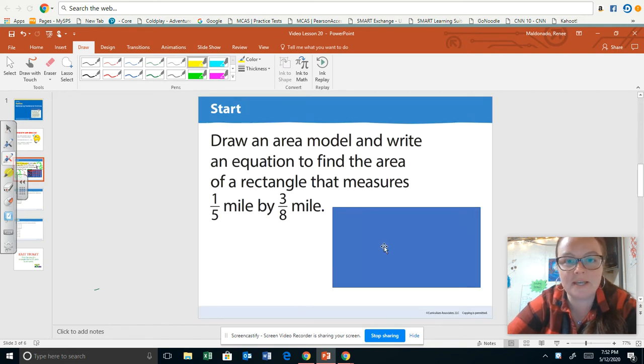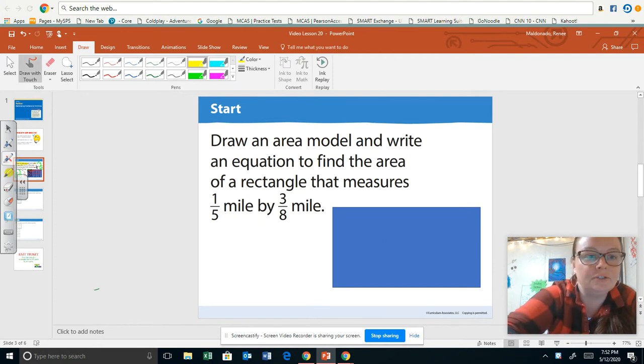Let's solve a problem together. Draw an area model and write an equation to find the area of a rectangle that measures 1/5 mile by 3/8 of a mile. So in this problem, I have two jobs to do. The first thing I have to do is draw an area model. The second thing I need to do is write an equation.